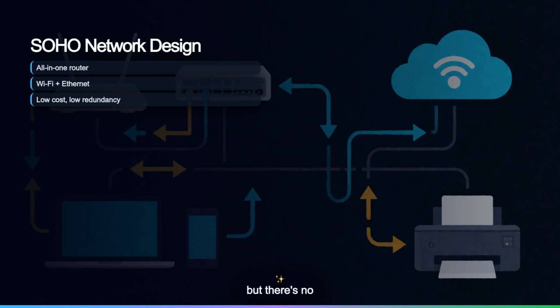But there's no redundancy. One device fails, everything goes down. One internet connection fails, the business stops. For a small business, that's acceptable. For an enterprise, not even close. SOHO networks prioritize cost over reliability, and that's okay. Right tool for the right job.